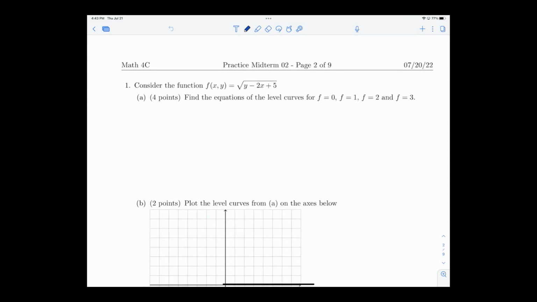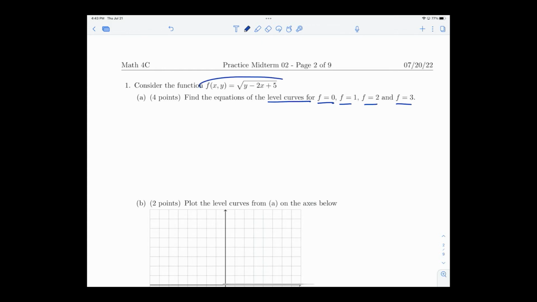So first thing we're talking about is level curves. Level curves is when you set a function equal to a constant and you get a curve for where that function is equal to that constant. So on this one it says find equations for level curves f equals 0, f equals 1, f equals 2, f equals 3.